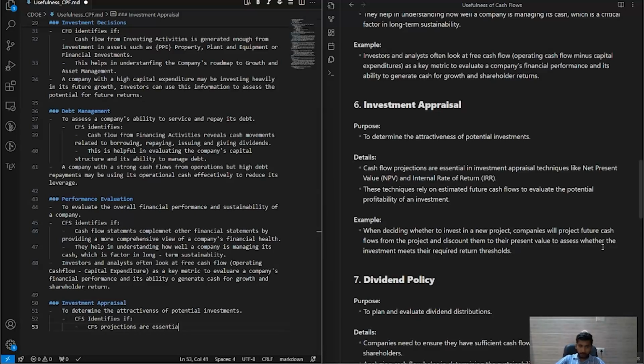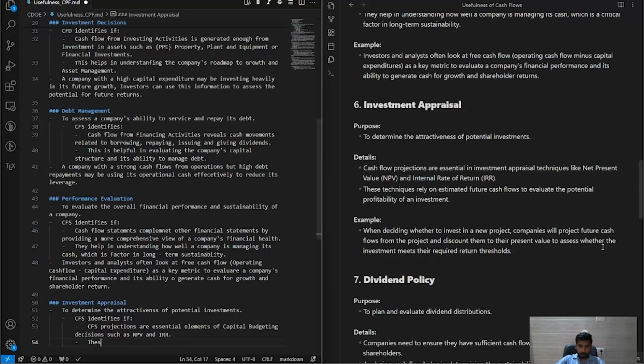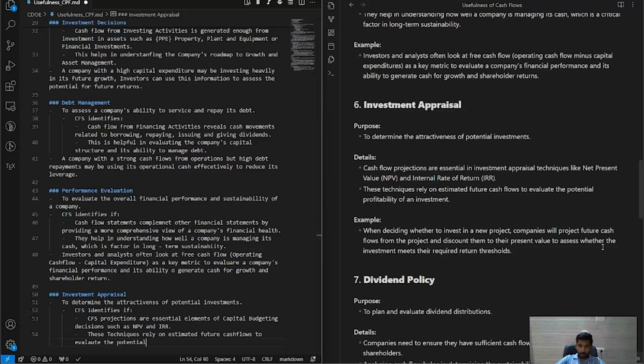Or essential element of capital budgeting decisions, such as NPV and IRR. Okay, these techniques rely on estimated future cash flows to evaluate the potential profitability of an investment.